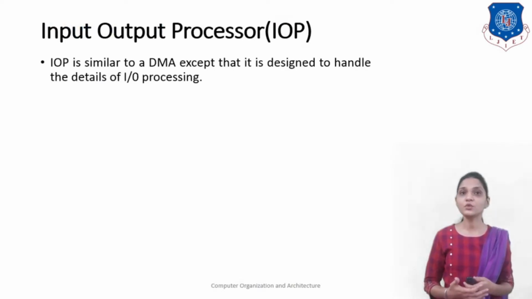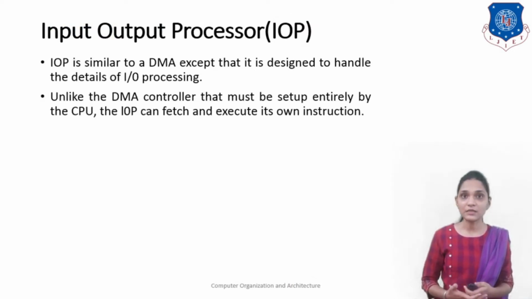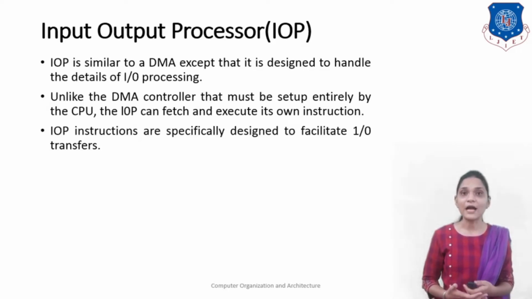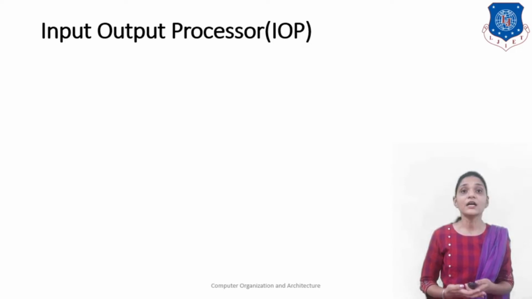IOP is similar to DMA except that it is designed to handle the details of IO processing. Unlike a DMA controller that must be set up entirely by the CPU, the IOP can fetch and execute its own instructions. The IOP instructions are specifically designed to facilitate IO transfer. In addition, IOP can perform other processing tasks such as arithmetic, logical, branching and code translation.